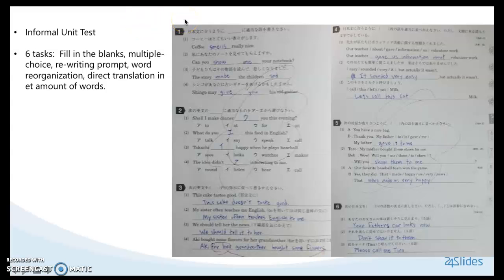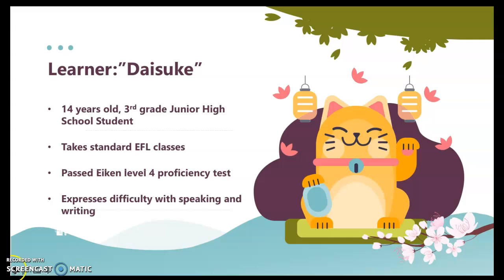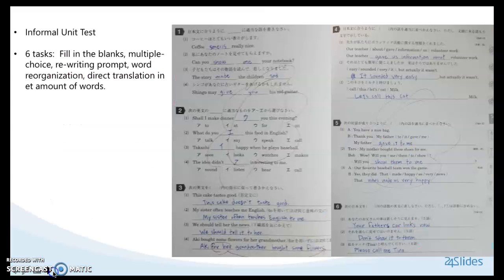This is the test he allowed me to see. There's a fill in the blank task here, multiple choice, like a rewriting prompt, like write this in the negative, write this using it, that kind of thing, and a couple word reordering tasks, and then one sort of direct translation. It's a direct translation using a set amount of words, so like 5 words, 4 words.